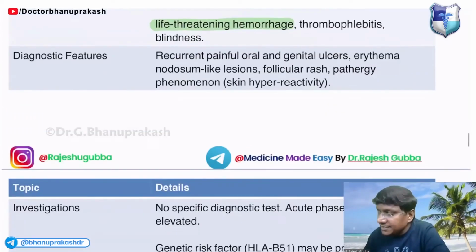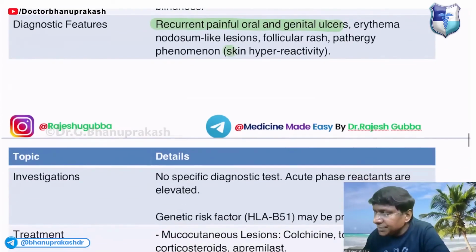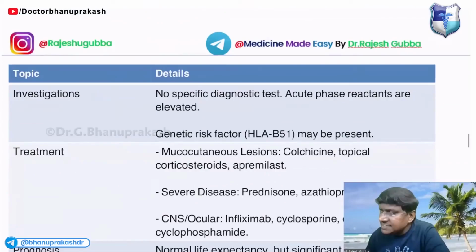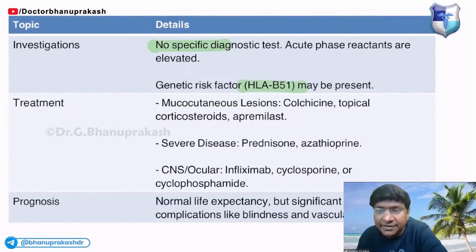What is the diagnostic criteria? Recurrent, painful oral and genital ulcers. Skin manifestation will be in the form of erythema nodosum. And how will you diagnose? You need to do a skin hyperreactivity test, the pathergy test, which will be positive. But is there any specific diagnostic test? No. HLA-B51 will be positive, and acute phase reactants like ESR and CRP are elevated.